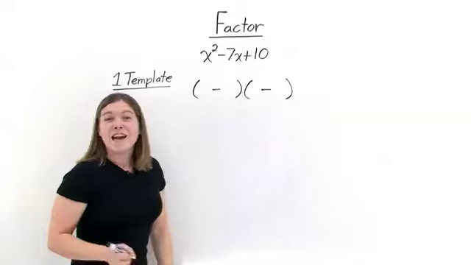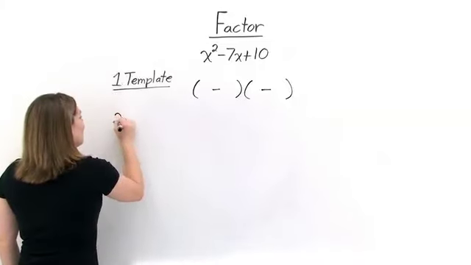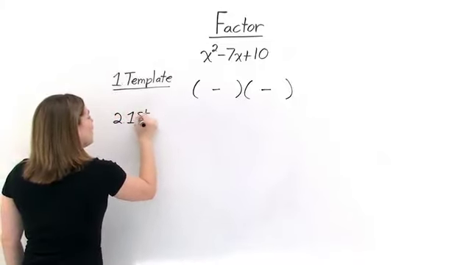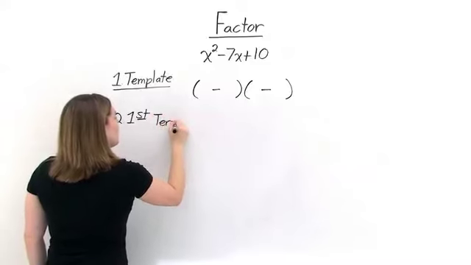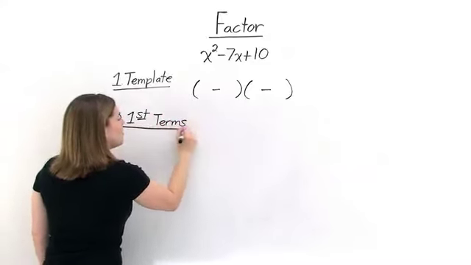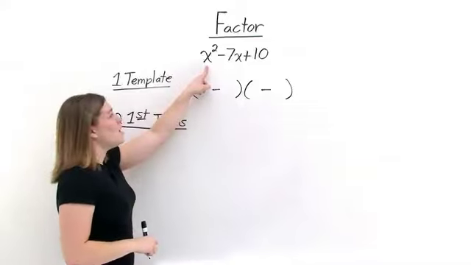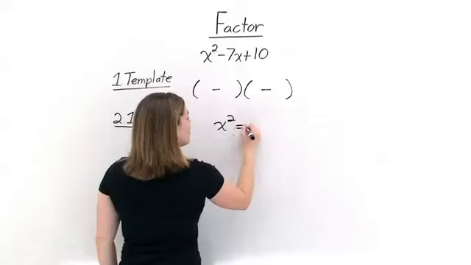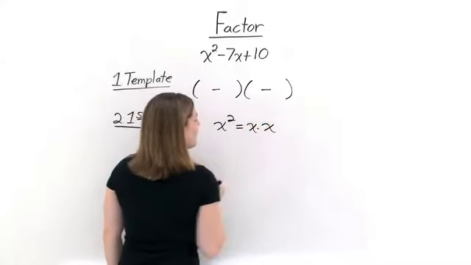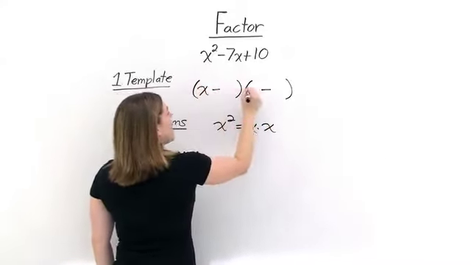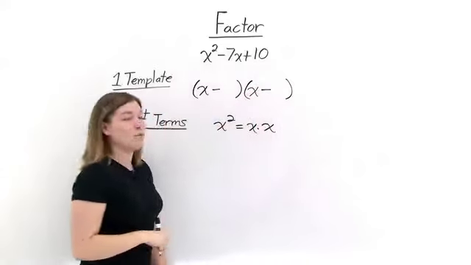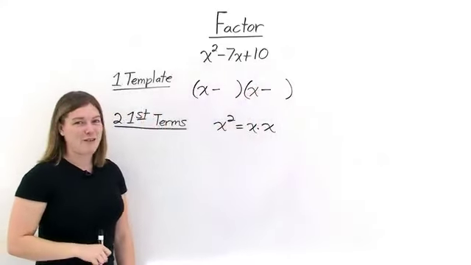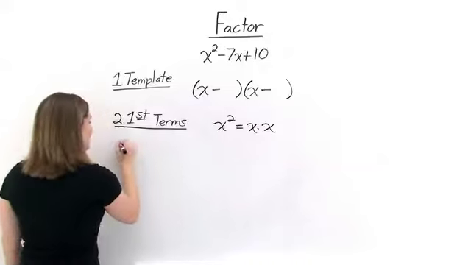Great! Now that we figured out our template, let's see if we can figure out the first term in each one of our binomials. To figure that out, we need to look at the first term in our polynomial, x squared, and break it down into its factors. Well, x squared is x times x. So we can just put an x in each one of the first terms in our binomials. Now we have our first terms. On to the second terms.